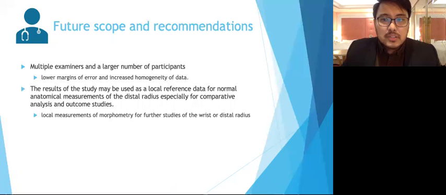Further observational studies on the distal radius morphometry of the Filipino adults involving a larger number of participants or patients will ensure lower margins of error and increased homogeneity of the data. The results of this study may be used as a local reference data for normal anatomical measurements of the distal radius, especially for comparative analysis and outcome studies.